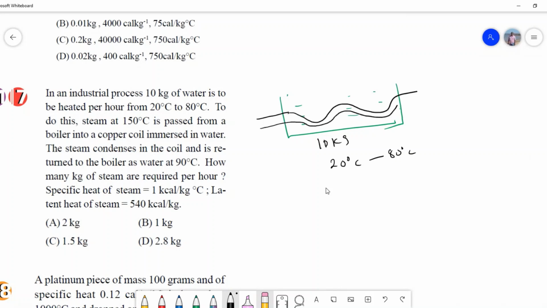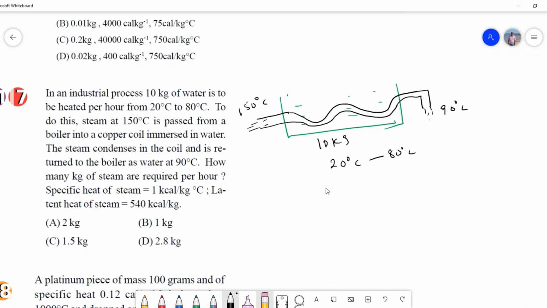And through this, steam is passed. At what temperature is it passed? At 150 degrees centigrade. And the steam condenses in the coil and is returned to the boiler as water. So again, remember, here we get water. This is again connected to this, again back. So what is the temperature by the time it comes out? 90 degrees centigrade.